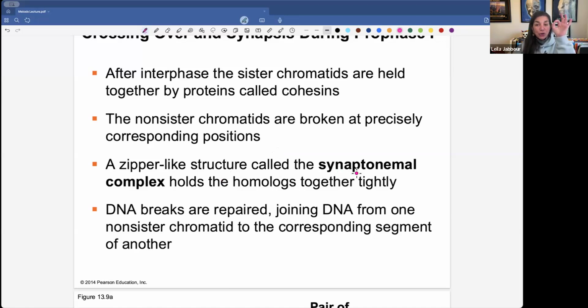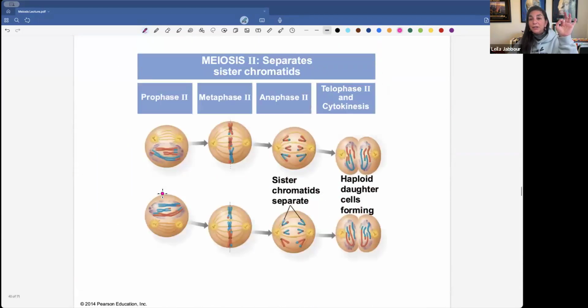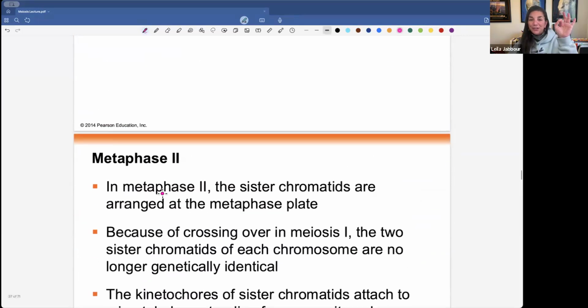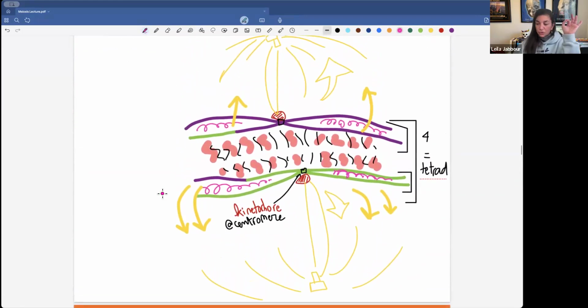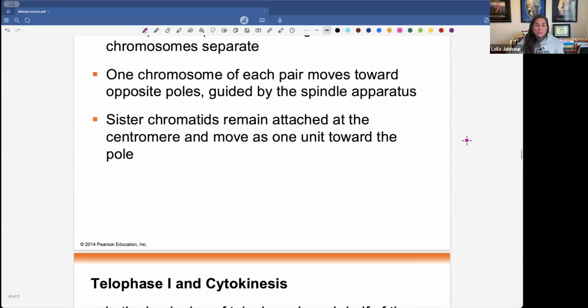And a zipper-like structure called the synaptonemal complex holds the homologous chromosomes together tightly. And that's what I drew earlier. I didn't write it over here, but basically that's what I had drawn over here. Where's my drawing? Here it is. See these big attachments? These big attachments are basically the glue between the two homologous replicated chromosomes.